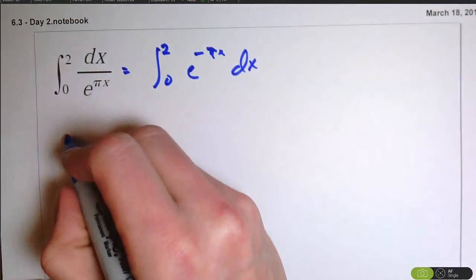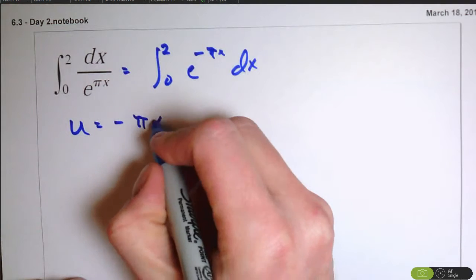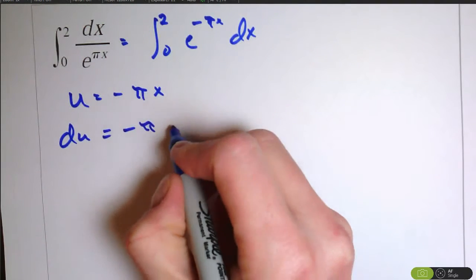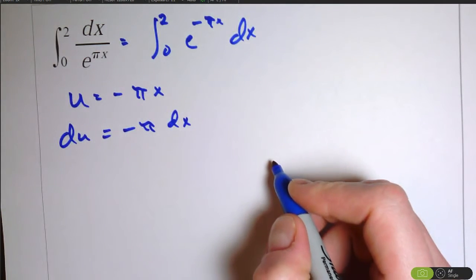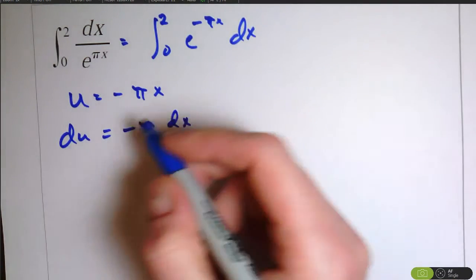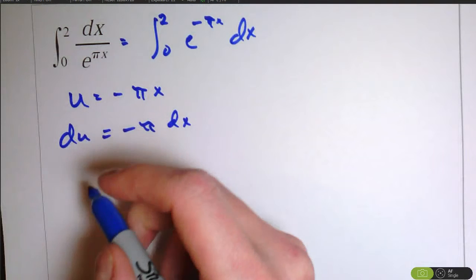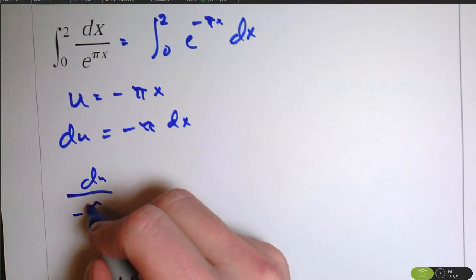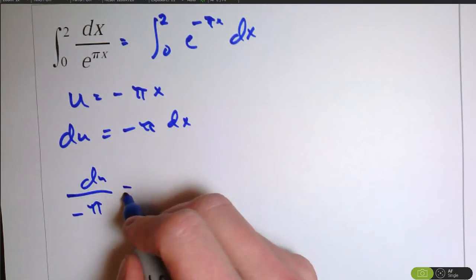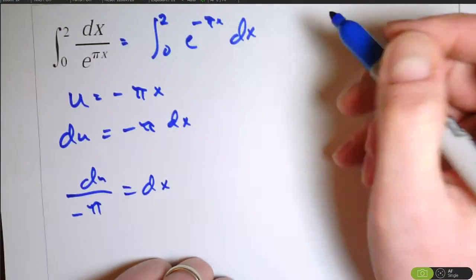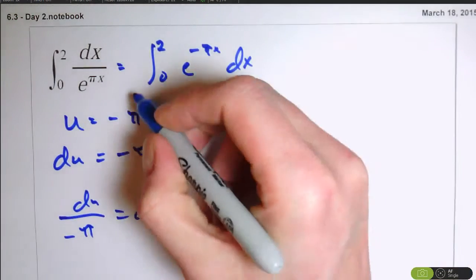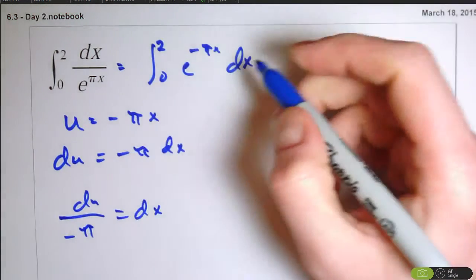Okay, and then I can let u be negative pi x. So du is just negative pi dx. And then move this out front here. It's going to be du over negative pi equals dx. And even more so, because again, I don't want to mess with plugging pi x back in and all that junk, plug 2 in for this and 0 in for this.